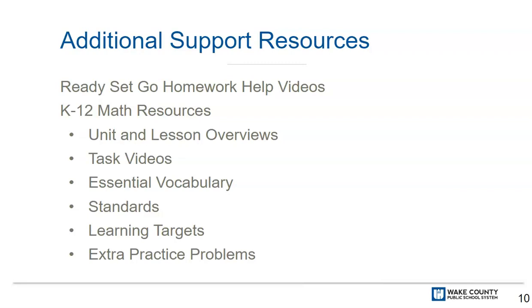The K-12 Math Resources website, which can be found on your school's website, includes additional support items such as unit and lesson overviews, videos overviewing the tasks, essential vocabulary, and the North Carolina standards for each unit, learning targets for each lesson, and extra practice problems.